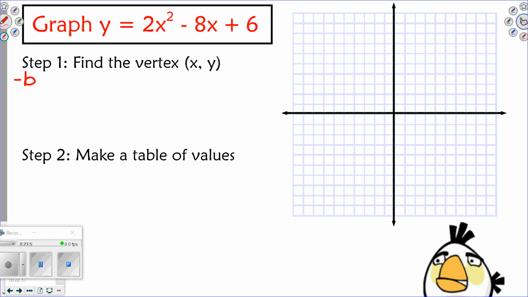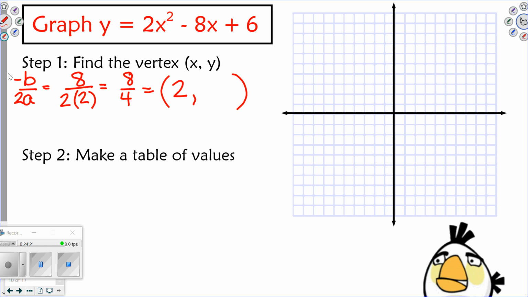So again, that's the negative b over 2a. So what we were just working on. What's my b value? Negative 8. So what's negative b? Positive 8. Over 2 times a, which is 2. So that gives me 8 over 4, which is 2.